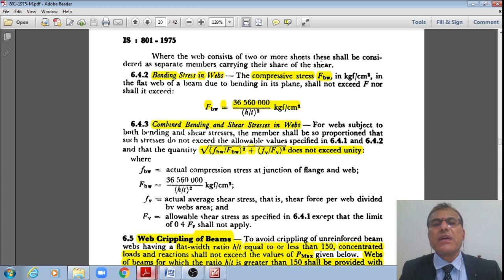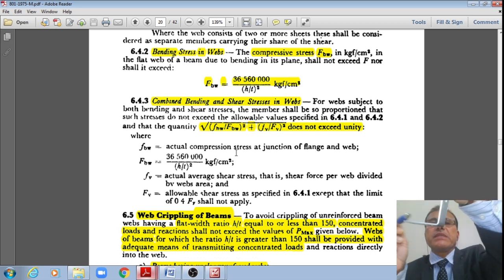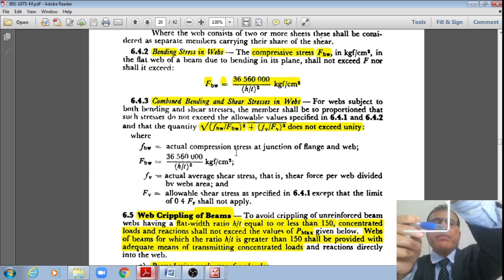In which case, we can say that the combined formula is square root of (FBW divided by FBW permissible) whole square plus (FV actual divided by permissible) whole square. It should not be greater than 1. Therefore, this is what is called the unity check, where FBW is the actual compressive stress at the junction of the flange with the web, right?